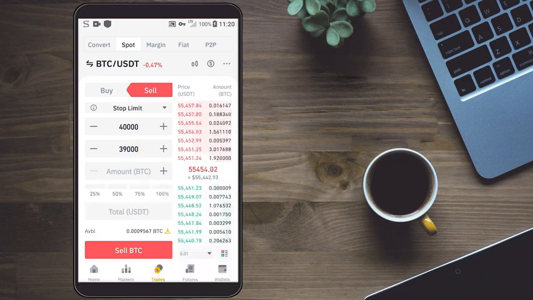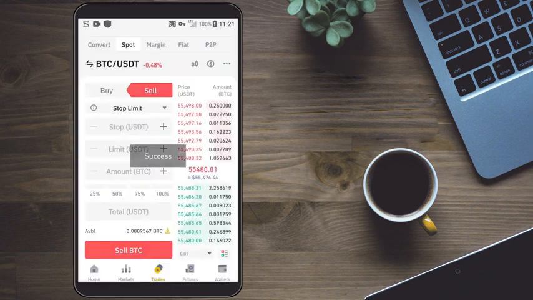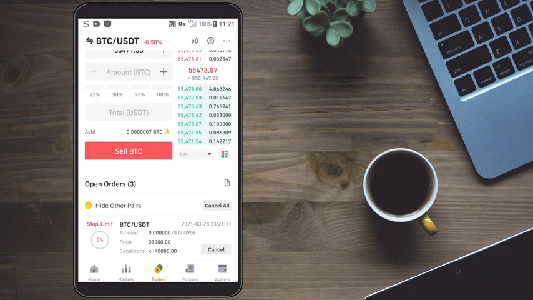Let's enter the amount, 100% of my available Bitcoin, because we want to sell all of our Bitcoin when the price reaches 40,000. By touching sell BTC, the app wants us to confirm this order. We touch on confirm and success. And here it is in open orders, as you can see. So when the price reaches 40,000, it will trigger a limit sell order that is set at 39,000. This order will be executed at 39,000 or a better price.